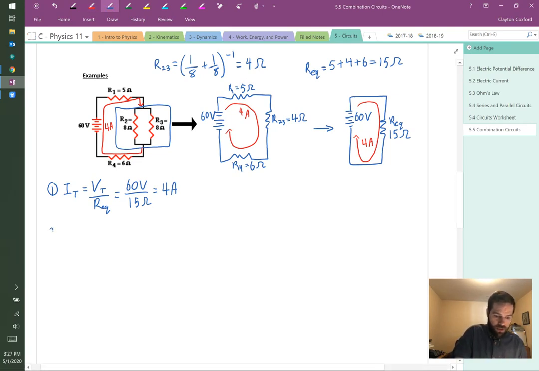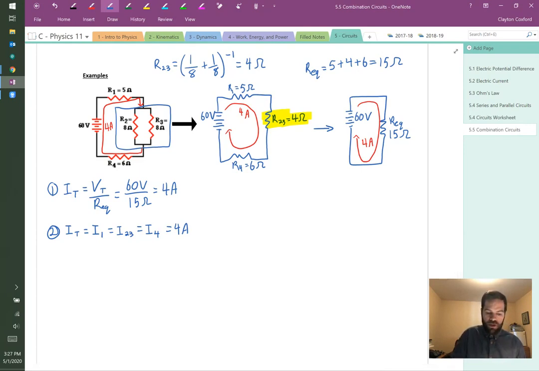So what we can then say is that the total current is the same as the current through circuit element 1, resistor 1. It's the same as the current through this equivalent resistance here, R23, which is the same as the current through circuit element 4. Each of those has a current of 4 amps through them.